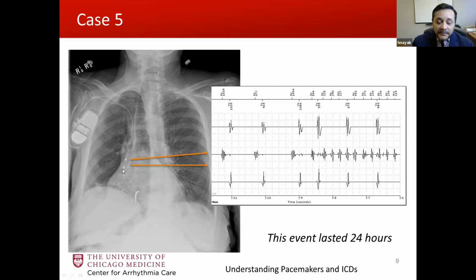So for example, if you have somebody with complete heart block and sinus rhythm, you can provide atrial sensing with synchronized ventricular pacing. But in this case, this virtual bipole floating in the right atrium is picking up this. We believe this is a run of atrial fibrillation and/or atrial tachycardia, and this episode lasted for 24 hours.